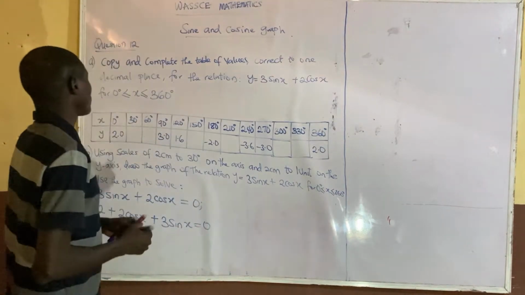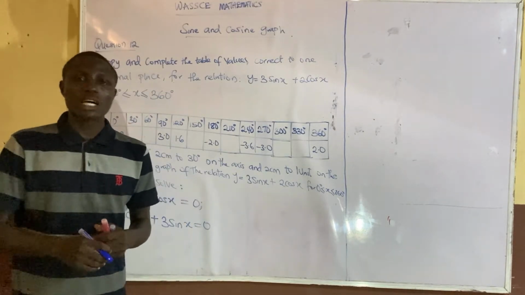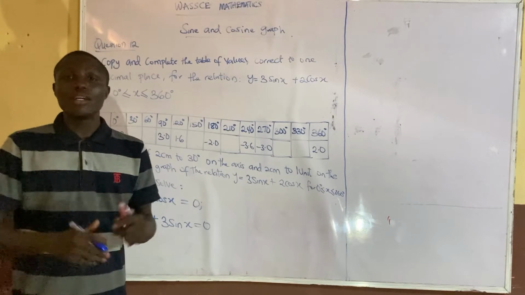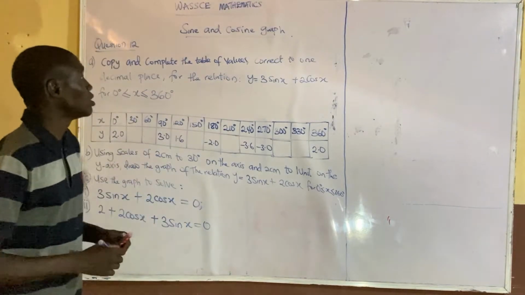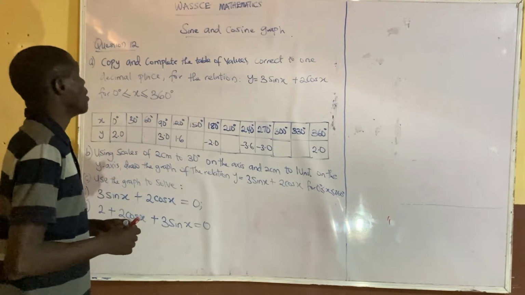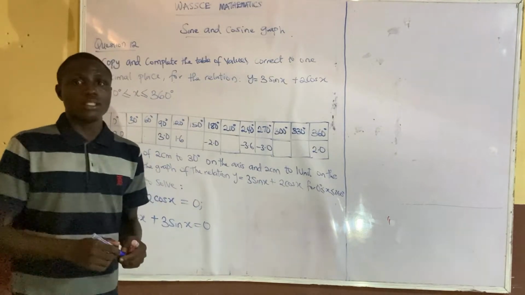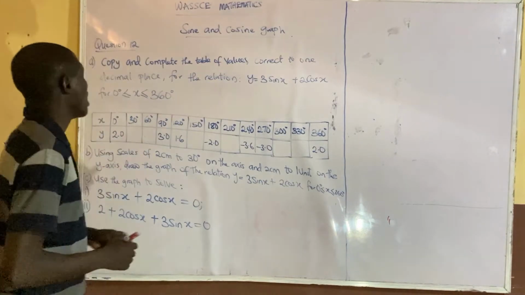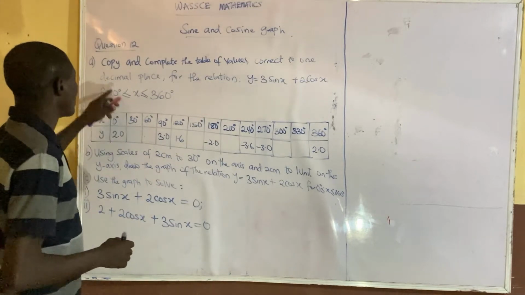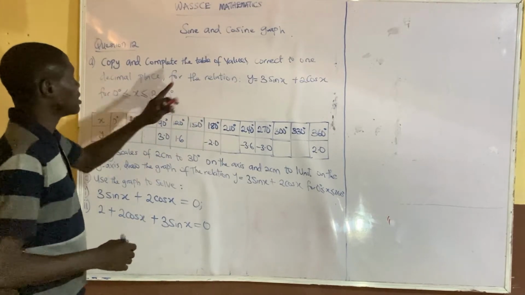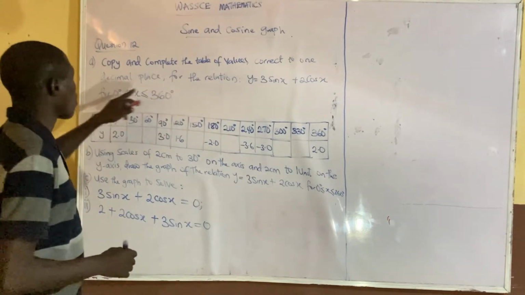Now, today we'll be talking about sine and cosine graph. Sine and cosine graph is one of the graphs where students are being tested in WAEC. So here we are going to be considering a question in WAEC mathematics, question number 12 of 2016, and the question says copy and complete the table of values correct to one decimal place for the relation y equal to 3 sine x plus 2 cos x.